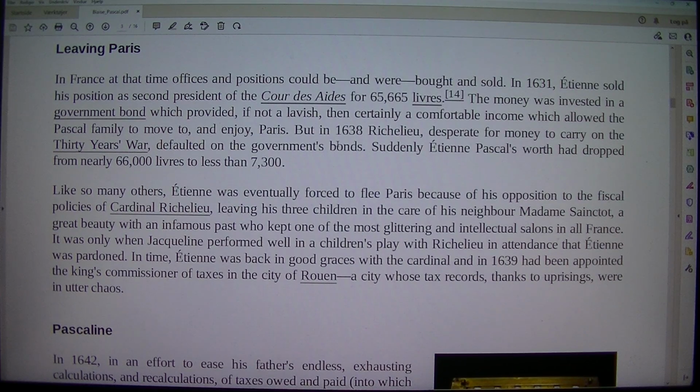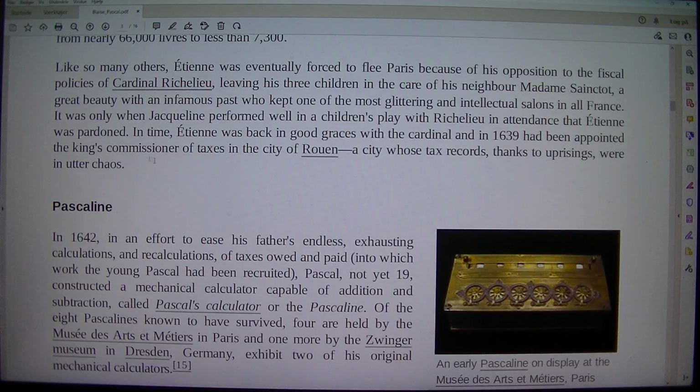But in 1638 Richelieu, desperate for money to carry on the 30 Years' War, defaulted on the government's bonds. Suddenly Etienne Pascal's worth had dropped from nearly 66,000 livres to less than 7,300. Like so many others, Etienne was eventually forced to flee Paris because of his opposition to the fiscal policies of Cardinal Richelieu, leaving his 3 children in the care of his neighbor Madame Saintot, a great beauty with an infamous past who kept one of the most glittering and intellectual salons in all France.